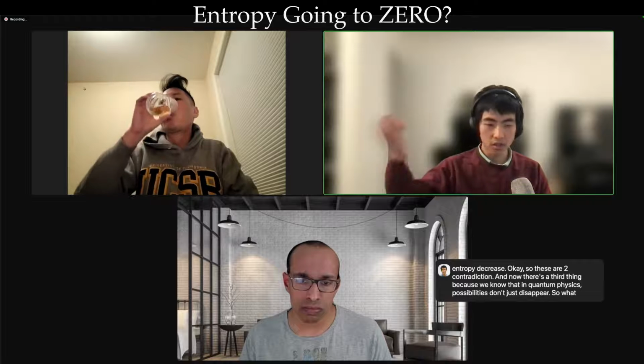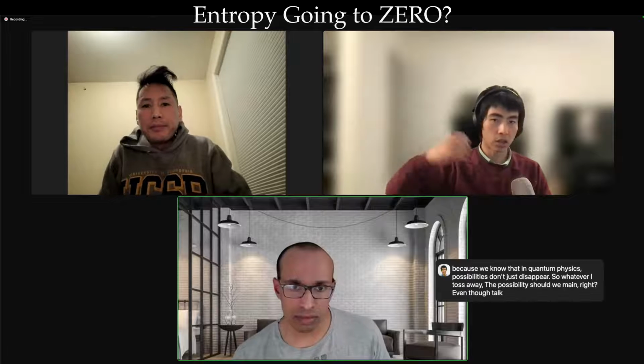And now there's a third thing, because we know that in quantum physics, possibilities don't just disappear. So whatever I toss away, the possibility should remain. Even though I toss my toy away, there should still be some evidence of it left. So quantum physics also says that the possibilities should not go away. But at the same time, the area that I can observe is shrinking and shrinking. So really, the question is, which one is it? Is entropy increasing, staying the same, or decreasing at a cosmological timescale?